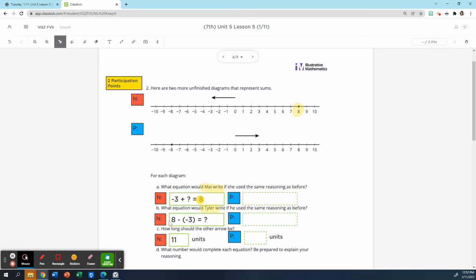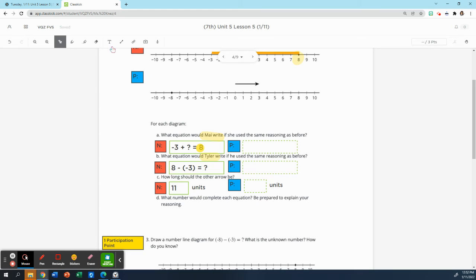And we know that because 8 minus -3 is the same thing as 8 plus 3. And we can also tell that -3 is 11 spaces away from 8. And so we know that that answer makes sense. We know that -3 is 11 spaces away from 8. Now, I would like you to go ahead and pause this video and answer A, B, and C for diagram P.